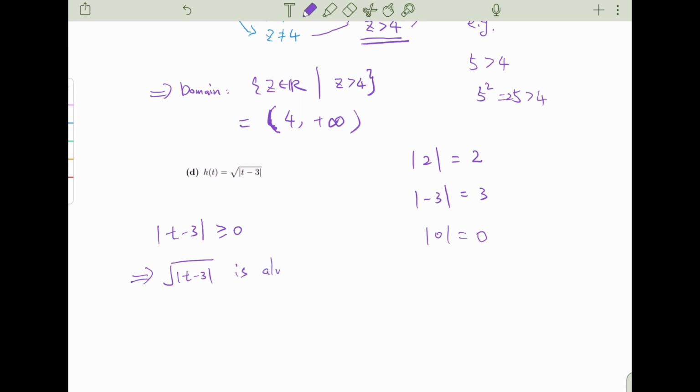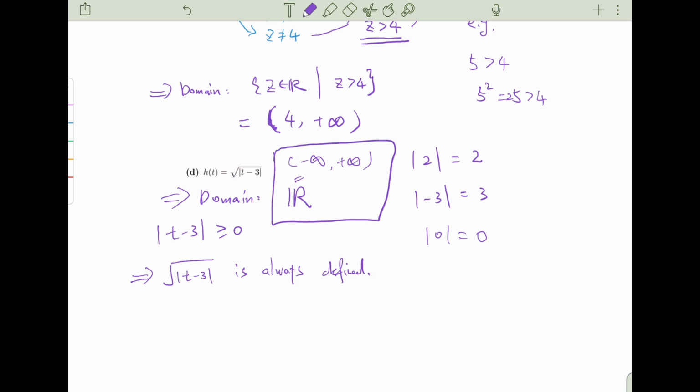It's always defined. That being said, we won't have any invalid input in this case. That's very fortunate. So if there is no invalid input, then the domain is all the real numbers, right? Or you can write this as from negative infinity to positive infinity, because there are no bad guys here to be eliminated. Every number, whatever number, you can plug in.